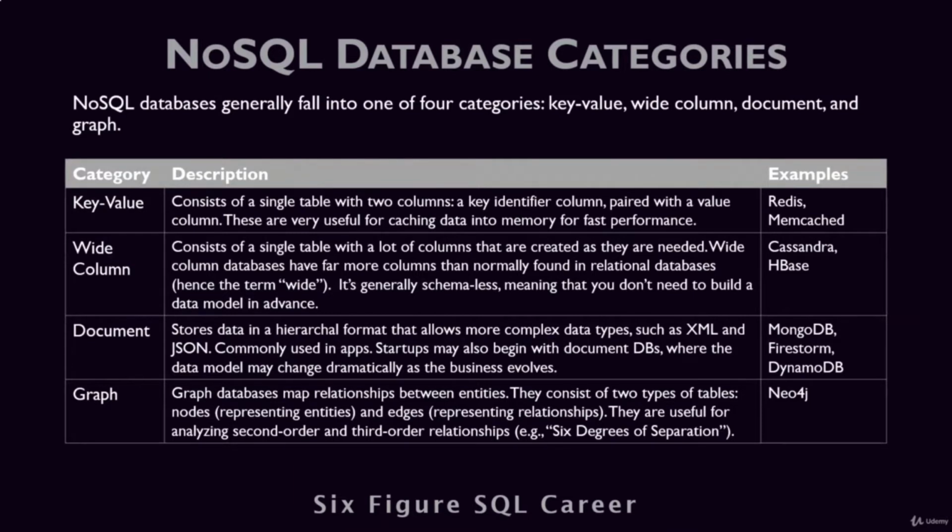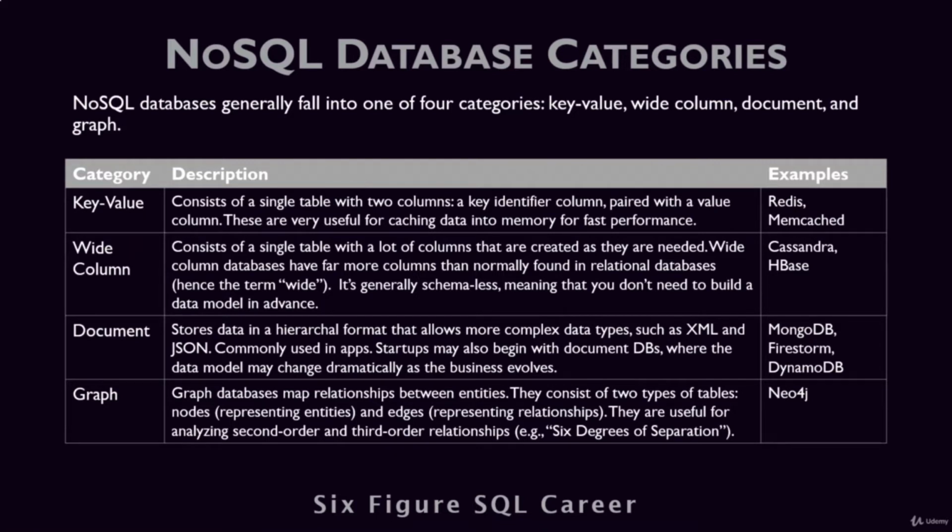When it comes to NoSQL databases, they generally fall into one of four categories: key value, wide column, document, and graph. So let's go through these quickly. A key value database is really a single table with two columns: a key identifier column, which is usually some sort of GUID or binary, paired with a value column. These are very useful for caching data into memory for fast performance. Typical examples of a key value database include systems such as Redis and Memcache.